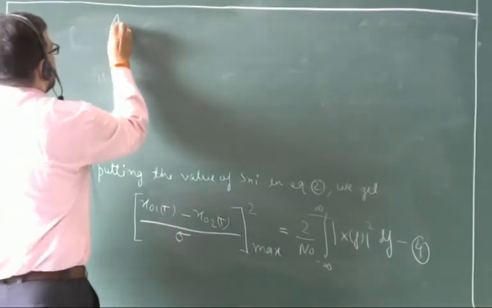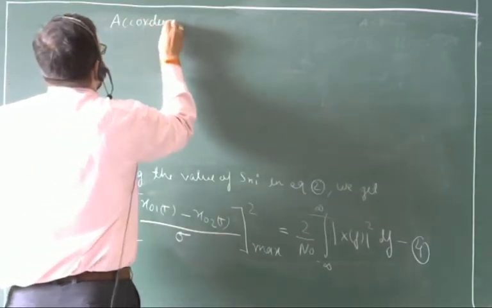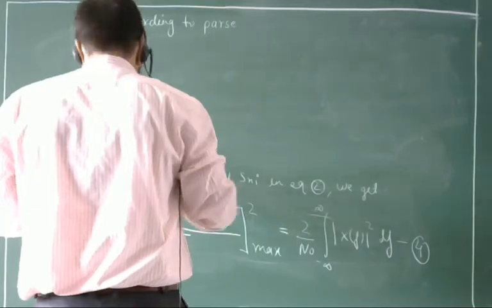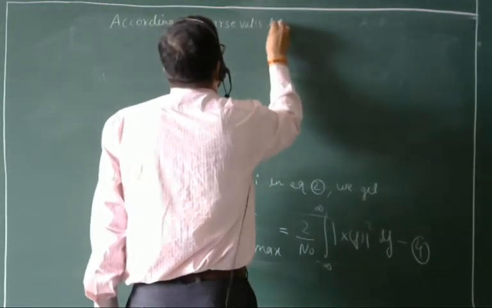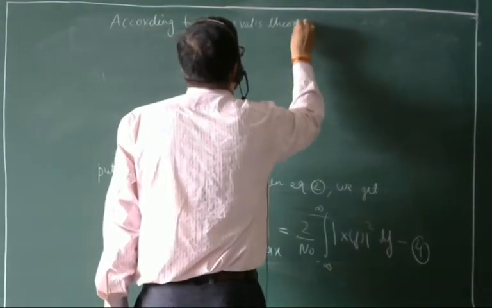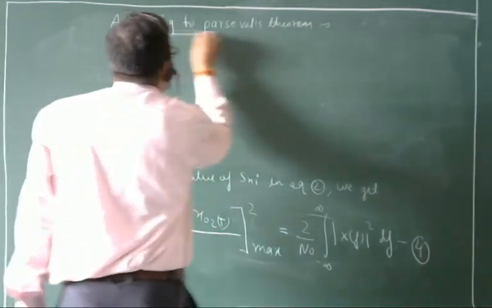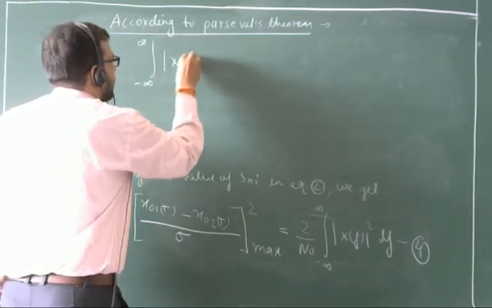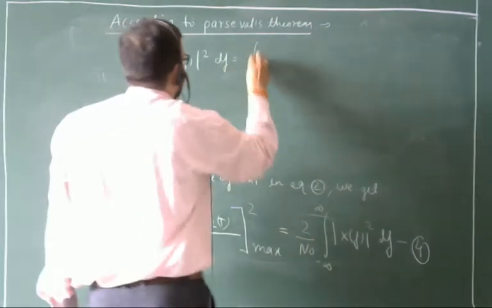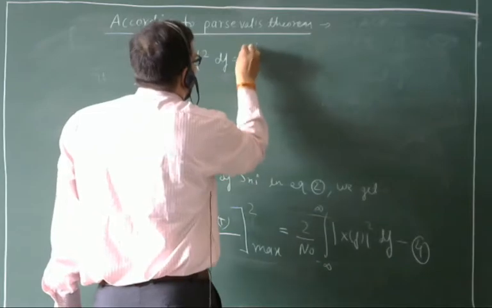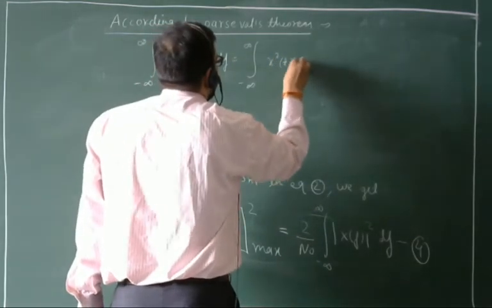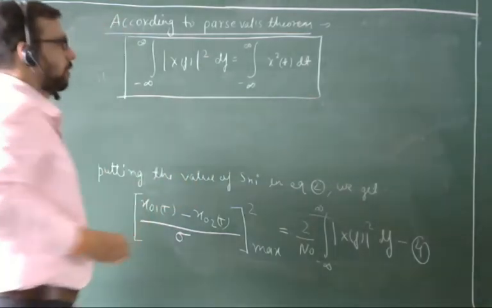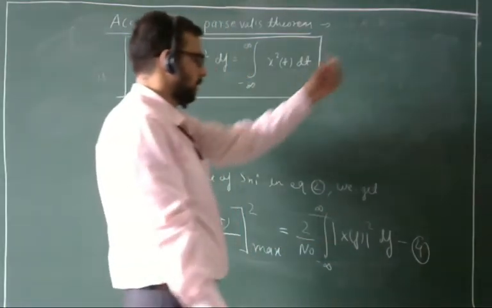Now according to Parseval's theorem, the integral from minus infinity to infinity of mod of X(f) whole square df is equal to the integral from minus infinity to infinity of x square t dt. This is Parseval theorem, and we have to use this theorem to calculate this overall quantity.